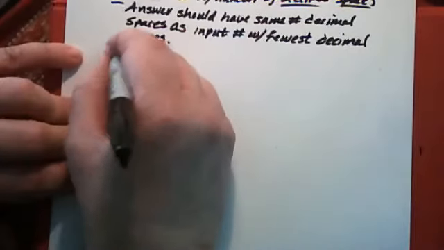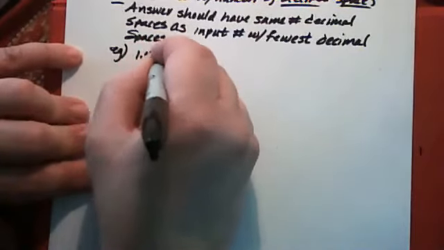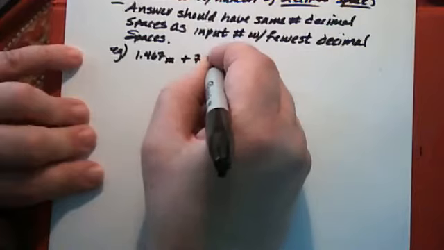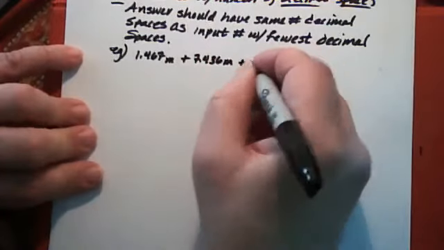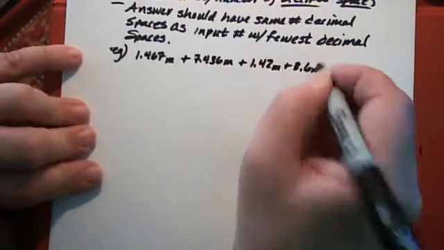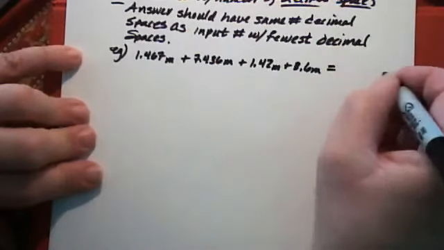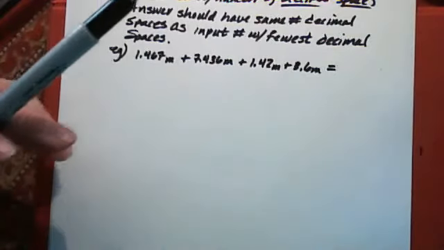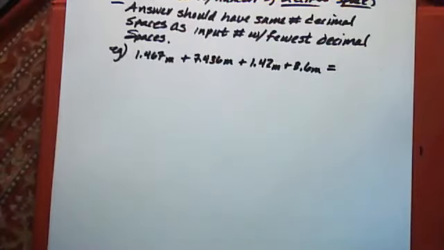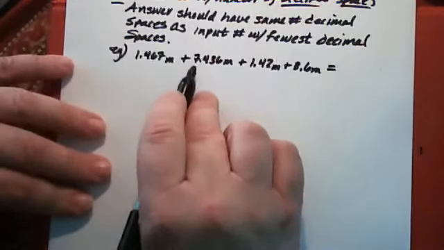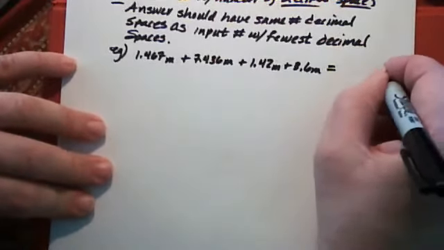Okay, so if we look at an example of this, 1.467 meters plus 7.436 meters plus 1.42 meters plus 3.6 meters. When you add or subtract units, first of all the units have to be the same, and the units for the answer will just be the same as the units that you're adding or subtracting. So there's no raising them to powers or anything. So our answer will be in units of meters.